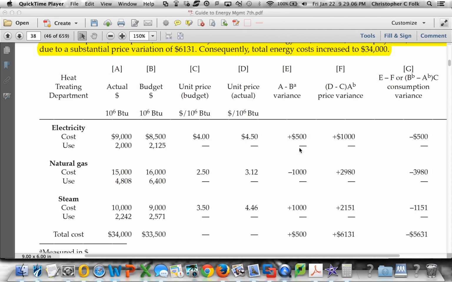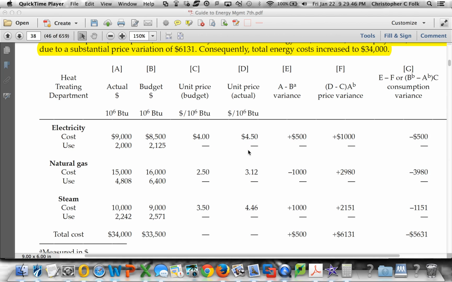So they have a budget. They budgeted for a certain amount of millions of BTUs, and they determined that, of course, they had to calculate it to the BTUs for their electricity cost, their gas cost, and their steam cost. We can see that their budget was $33,500. You can see these other categories and columns that are listed here. When they budgeted, they thought that it was going to cost them $4 per million BTUs of electricity, $2.50 per million BTUs of natural gas, and $3.50 for the steam. But in reality, all three of them went up significantly, as you can see right here.